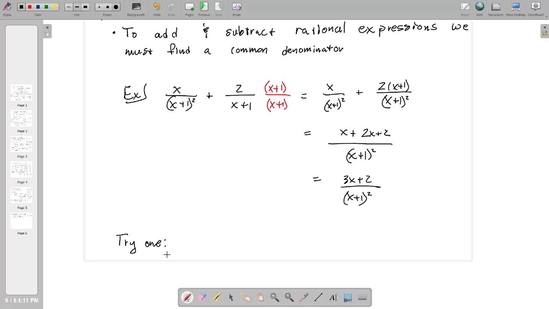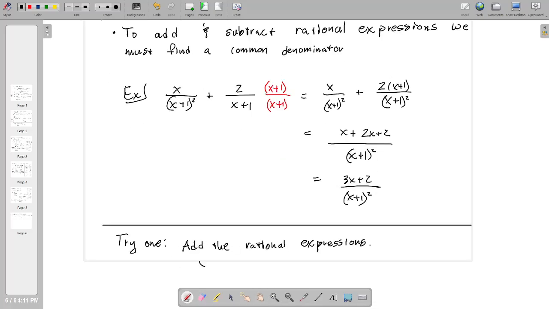Now I want you to try one. Add the rational expressions: x over x squared minus 4 minus 2 over x squared minus x minus 2. Okay, so my hint here is that you need to factor the denominators. It will help you figure out what your common denominator needs to be.